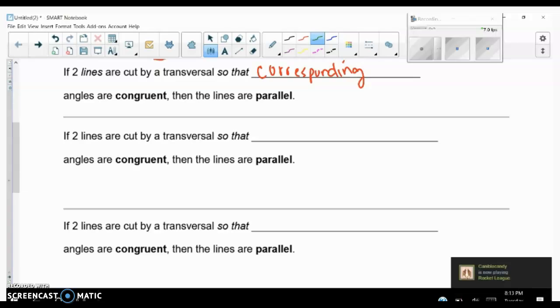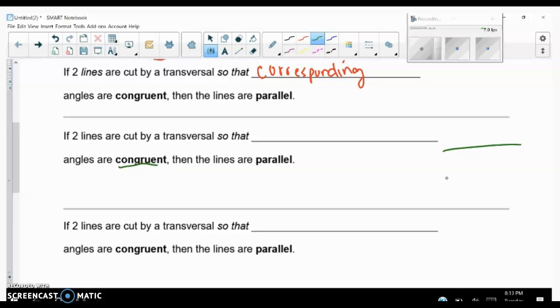I think I mentioned earlier in the unit that when you have a statement and a converse being true, you find that the biconditional is true as well. Okay, so let's check this.